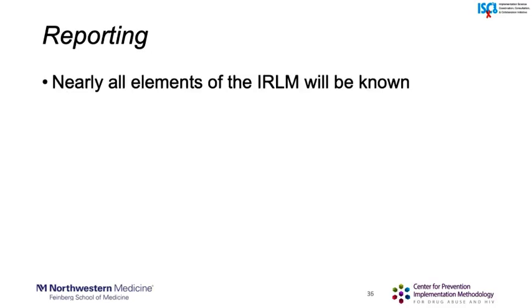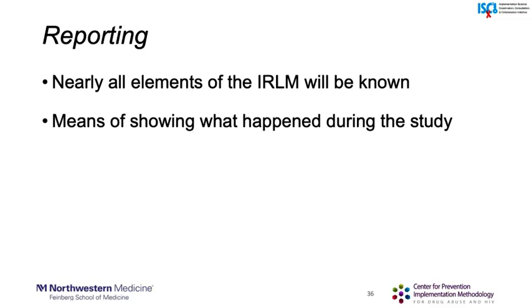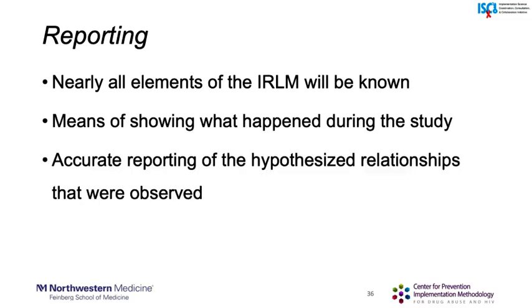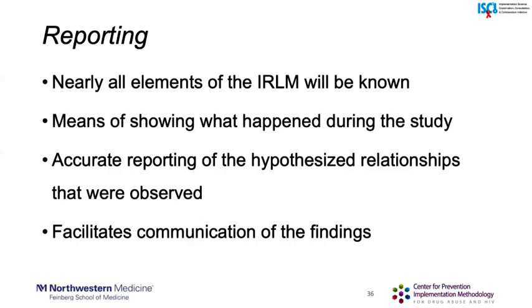When using the IRLM to report the findings of a study, nearly all of your elements will be known, hopefully, especially if it's been done kind of throughout the project. It's a means of showing what happened during the study, and it can help us to have accurate reporting of the hypothesized relationships that were observed. It also can really help us facilitate communication of the findings if it's in a kind of primary outcomes paper or even a process-oriented paper.